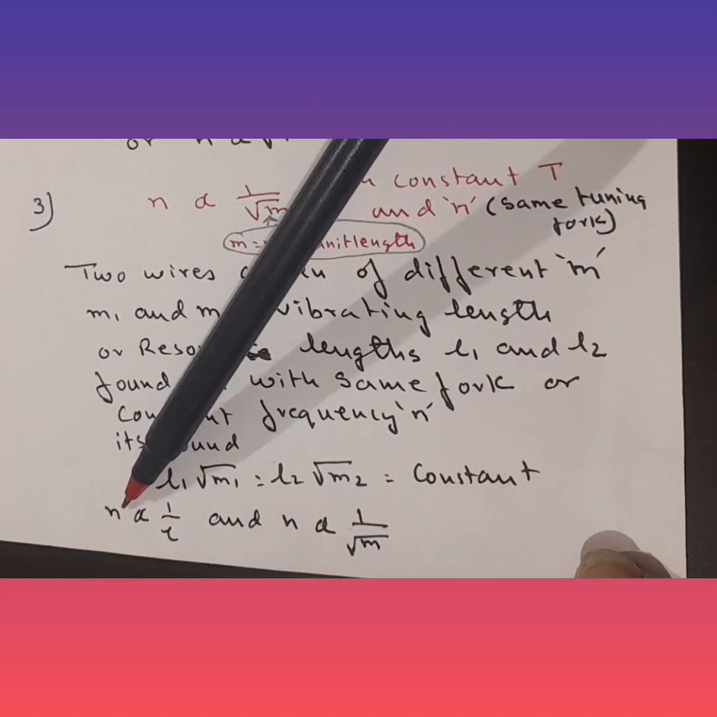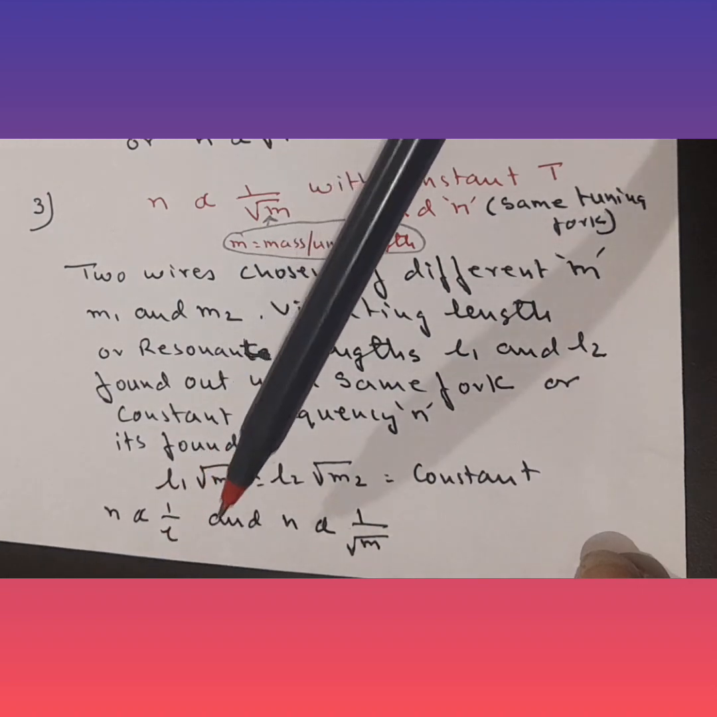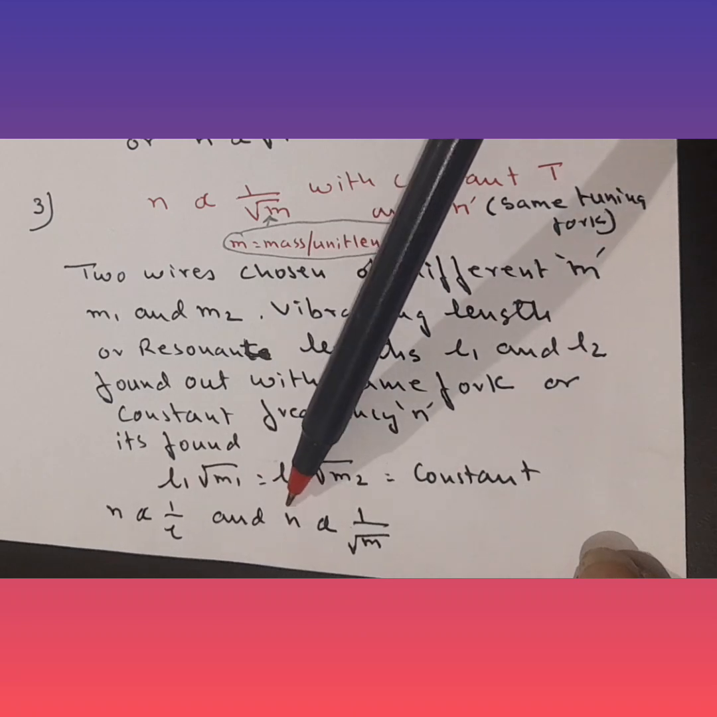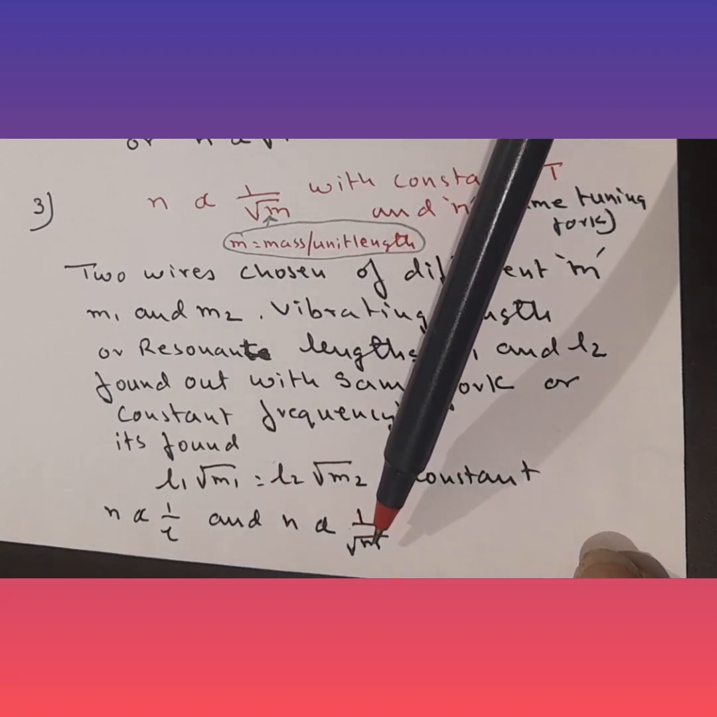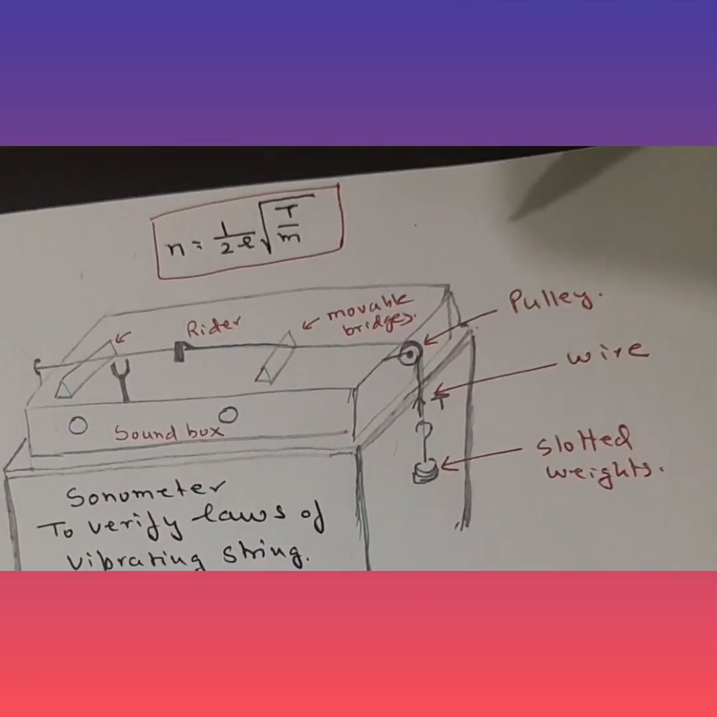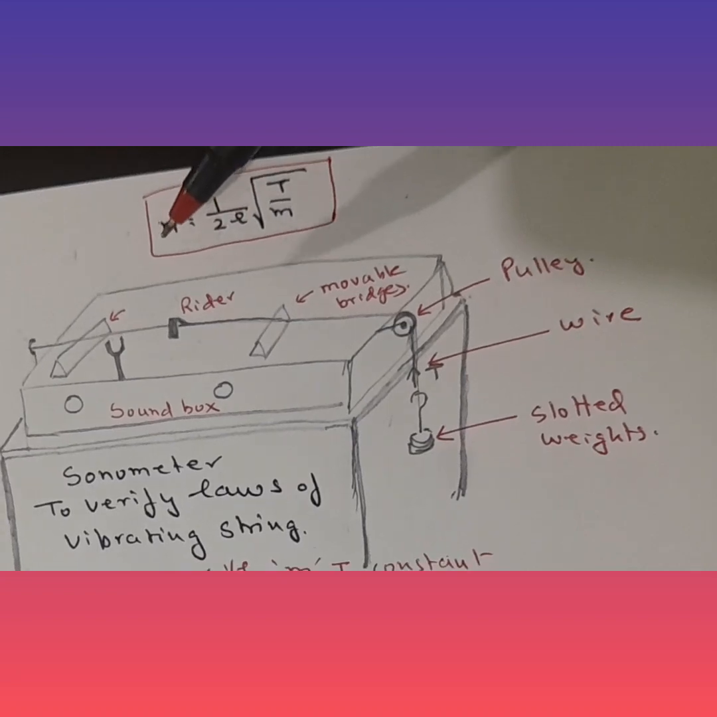So frequency is inversely proportional to length, and frequency is also inversely proportional to root of mass per unit length. Proved. Alright, this is how we prove using the sonometer the formula N is equal to 1 upon 2L root of T over M. Alright, hope you understood. Study well.